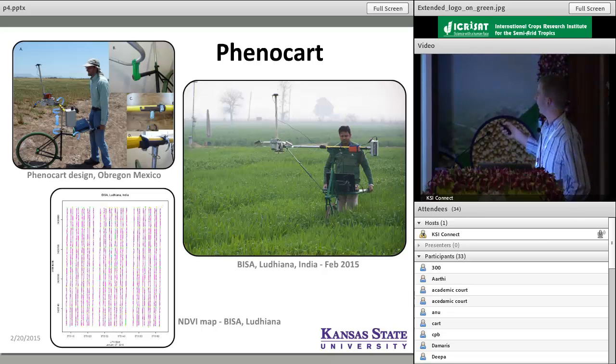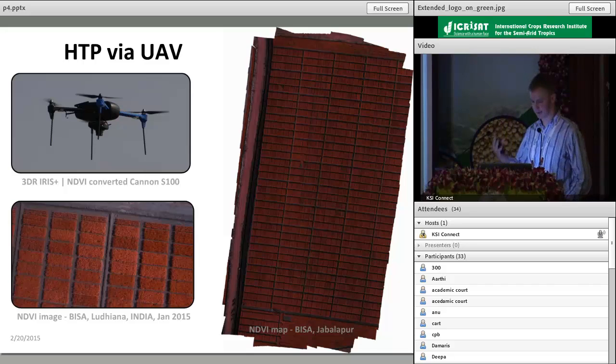We have differential correction GPS, we have the sensors mounted here, and all of this data is just logging to a PC. And so this is measuring some of the fields at BISA Ludhiana, and this is some of the data that's just come back in the last few weeks. And so now we're taking these physiological measurements, making them high throughput, and then we'll be able to integrate these into the prediction models. And so the other approach we're taking on this is an aerial attack using these UAVs, unmanned aerial vehicle.